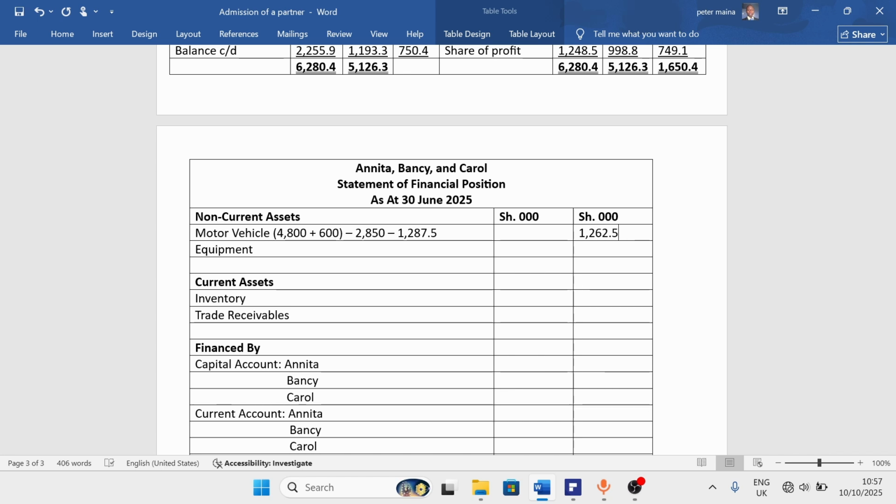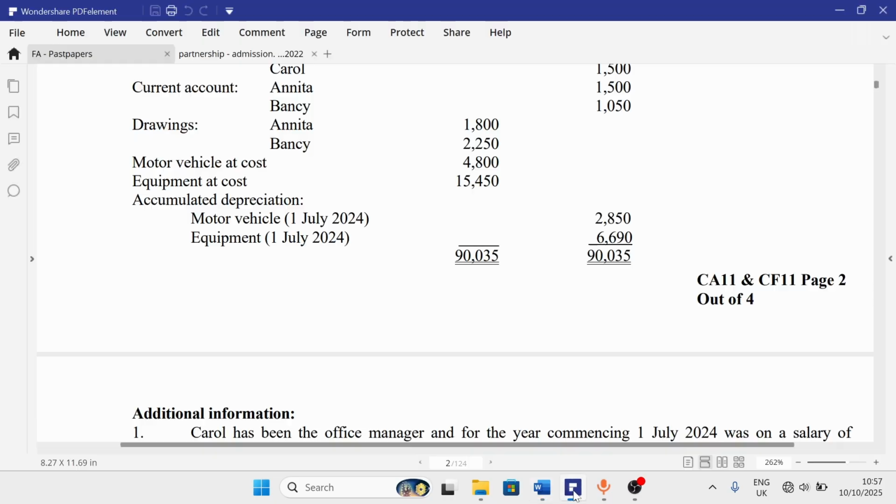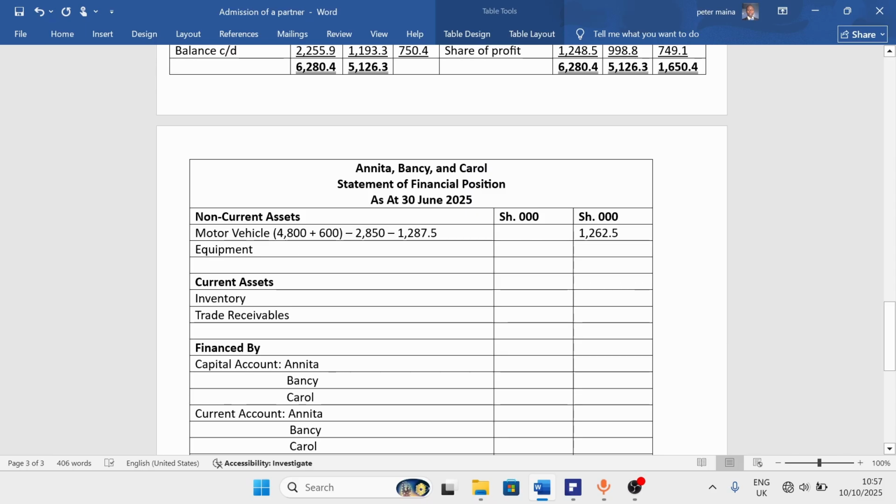1262.5. So that is the net book value of the motor vehicles. So next, let us go to the equipment. Let us check the cost as given in the trial balance. So the cost of equipment is given as 15,450.